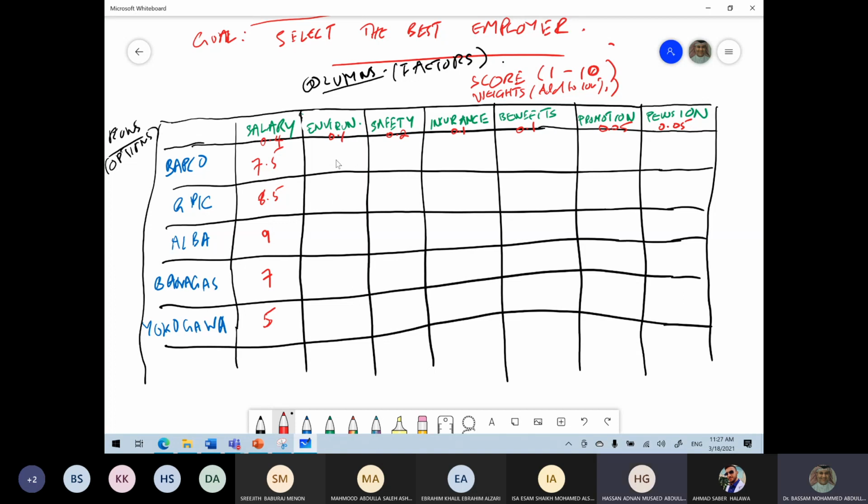Babco, environment in Babco. Do you have an idea? 6. Okay, 6. That means it's not a very good environment, huh? Slightly less. GPIC. Of course, maybe some of you are against it. You don't have to believe everything someone says. Yeah, everything in life is relative. We are just doing this for the sake of the example, so we can go on. GPIC 8. If someone is not happy with the 8, he can speak out. So 8. Alba.